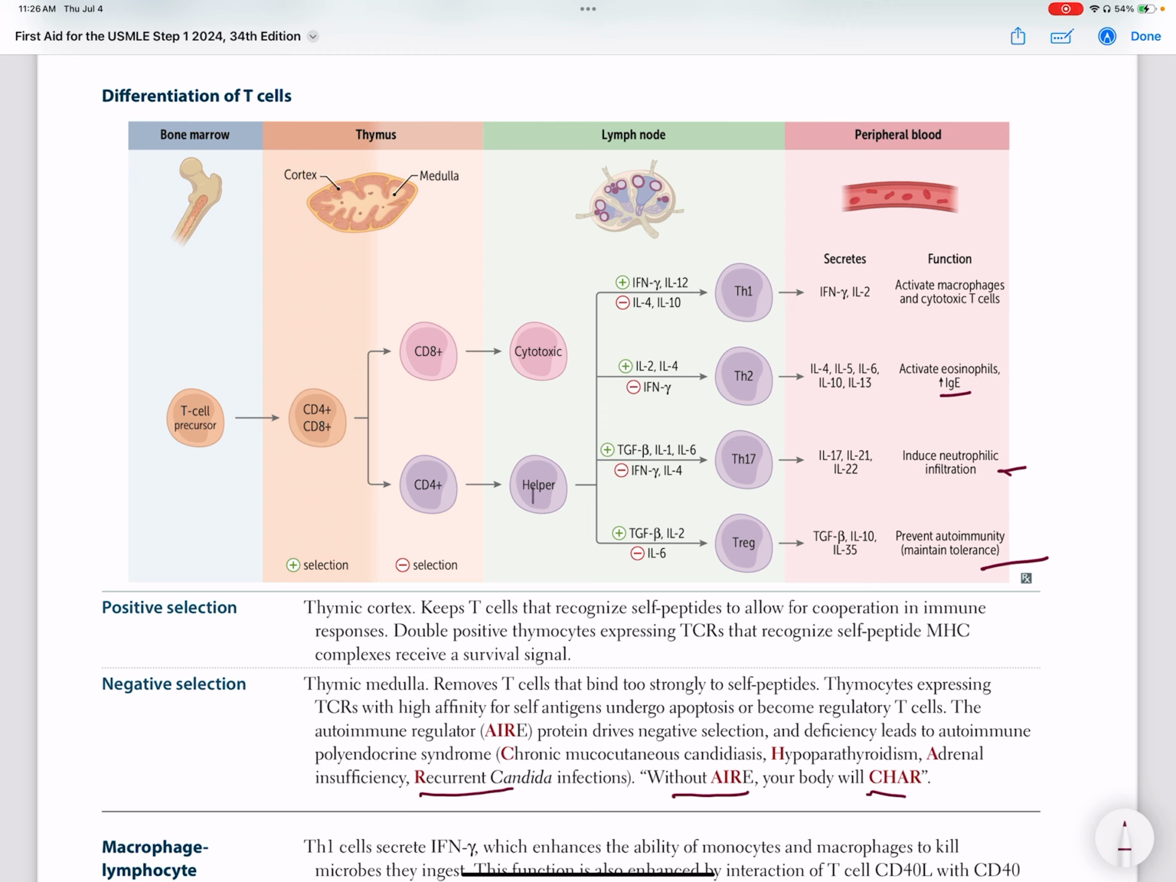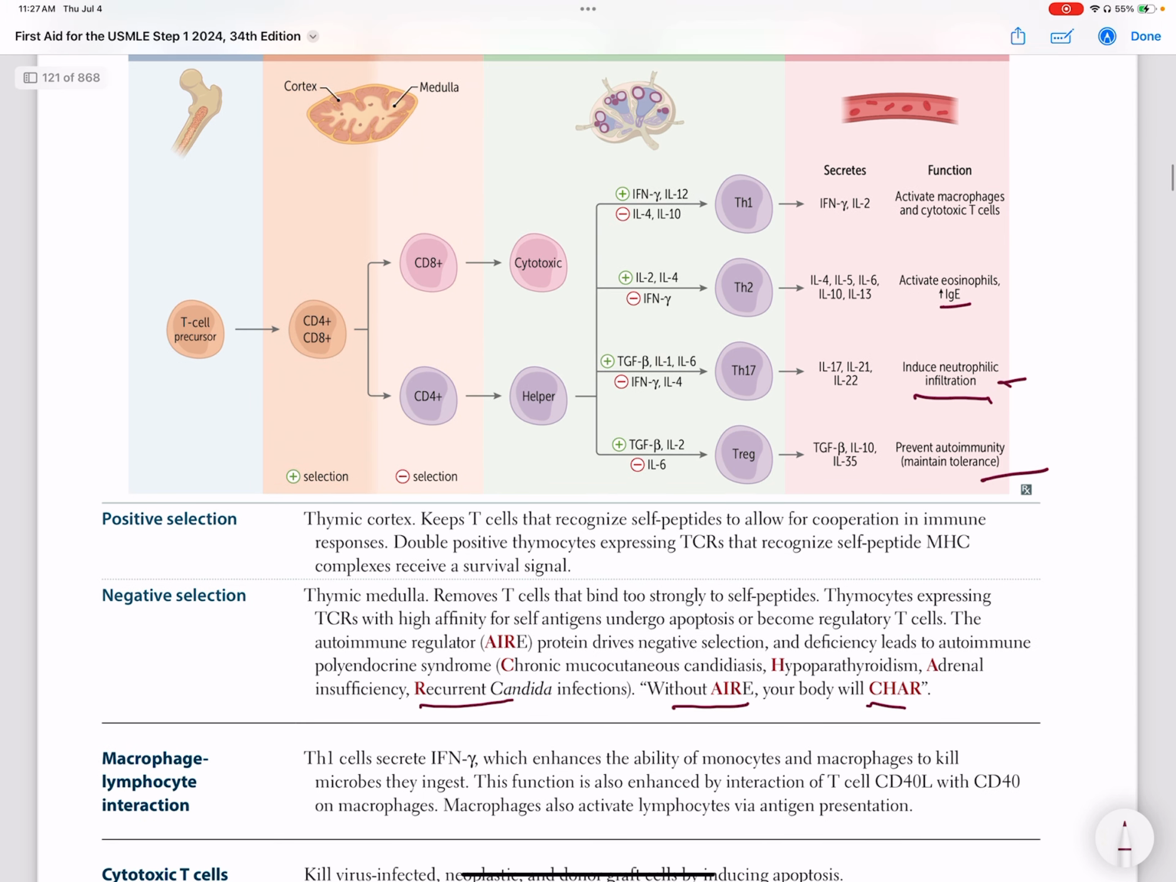Next we have TGF beta, IL-1 and IL-6, and interferon gamma and IL-4 are inhibitory. Th17: they form IL-17 and IL-21. IL-22 is secreted. This induces neutrophilic infiltration. TGF-beta and IL-2, inhibited by IL-6, give Treg. TGF-beta, IL-10 and IL-35 prevent autoimmunity and maintain tolerance.